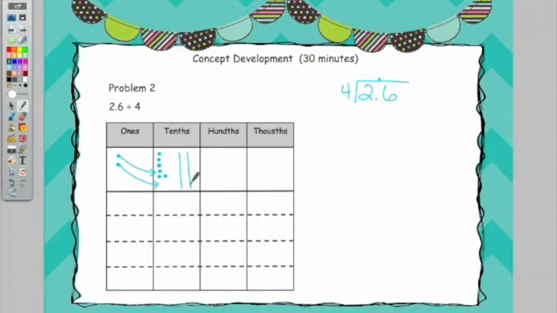What does this look like on the standard algorithm, Maite? What will I write above the 2? 0. Okay. Do I write anything down below? No. This gives me 26 tenths. Is that what I have on my standard algorithm? Yes. 26 tenths, okay? I'm going to go slow. I want you to try and stay with me, all right?